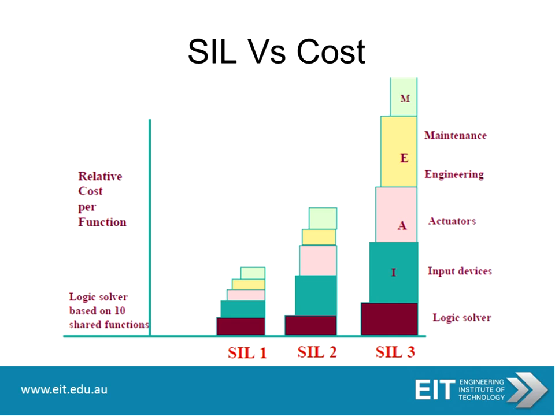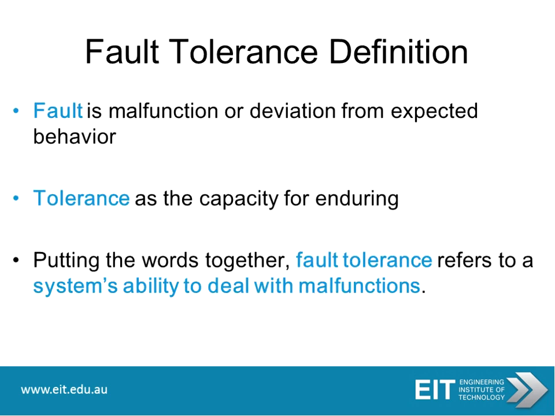And then as expected, as you go up in terms of SIL, the cost will also go up. Looking at the logic solvers, the input devices, the actuators, the engineering and the maintenance, all of those components in terms of cost per function increases as we move from SIL 1 to SIL 3. So it becomes more expensive, but that's what you need for safety.